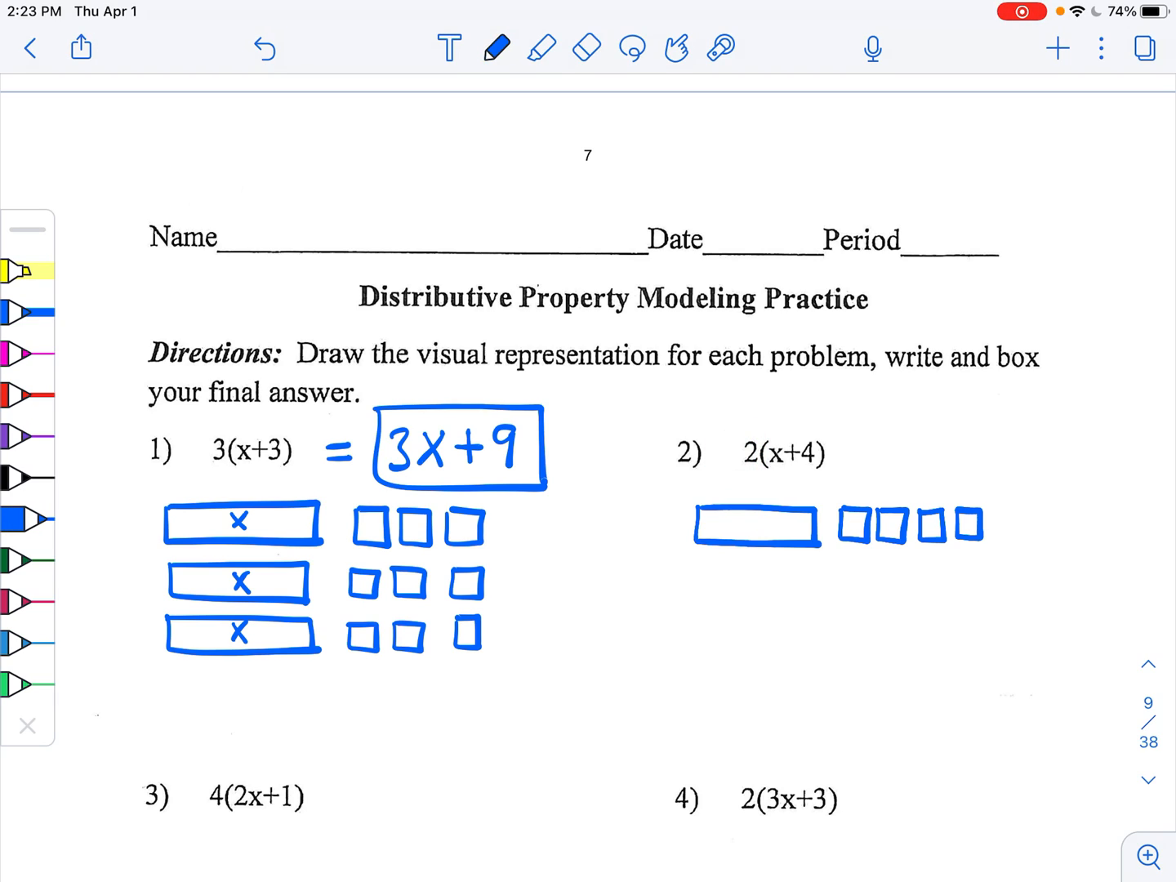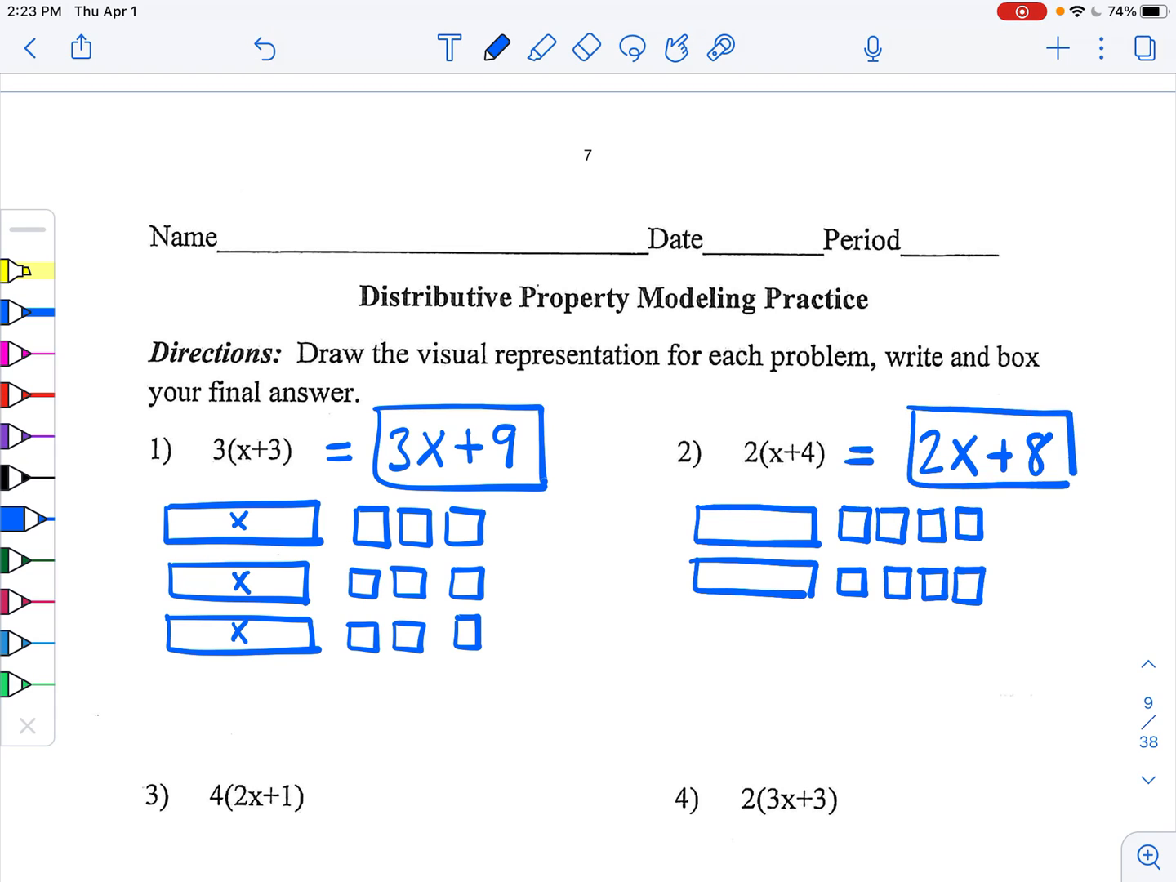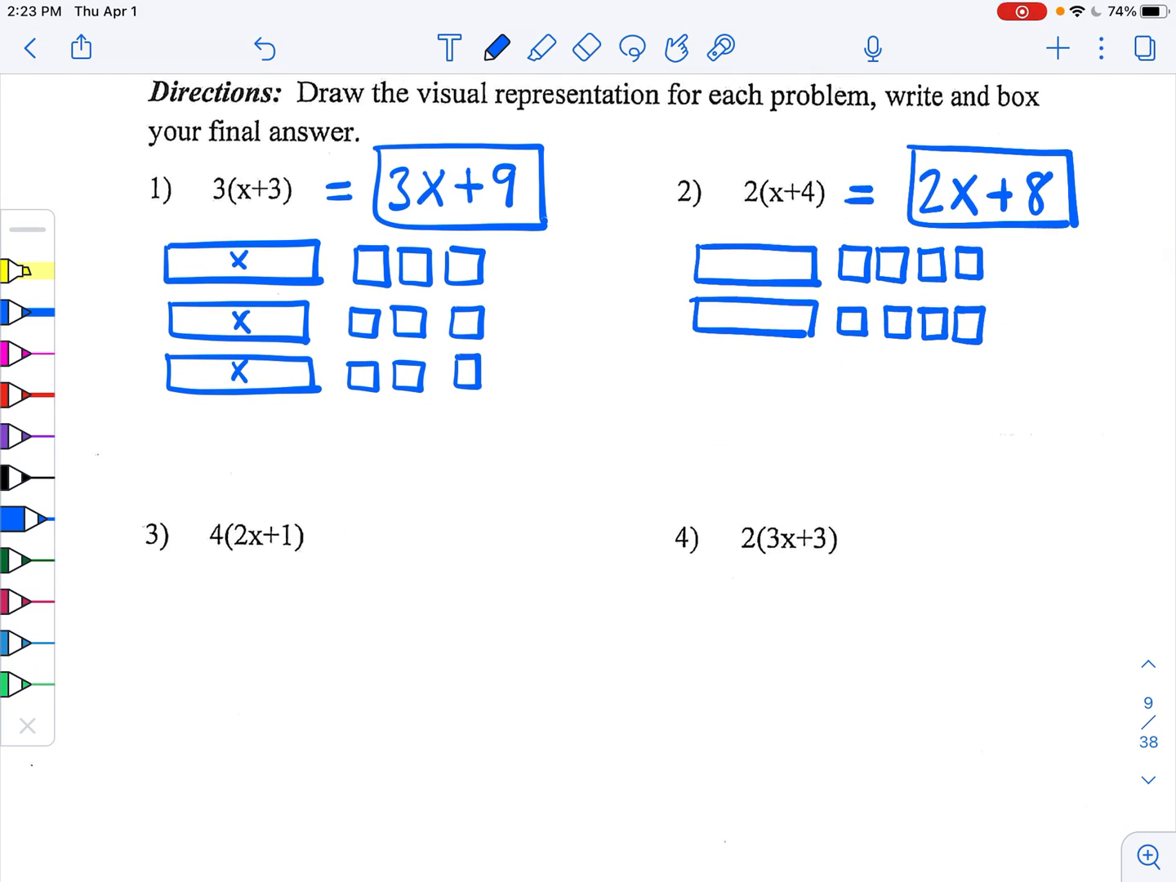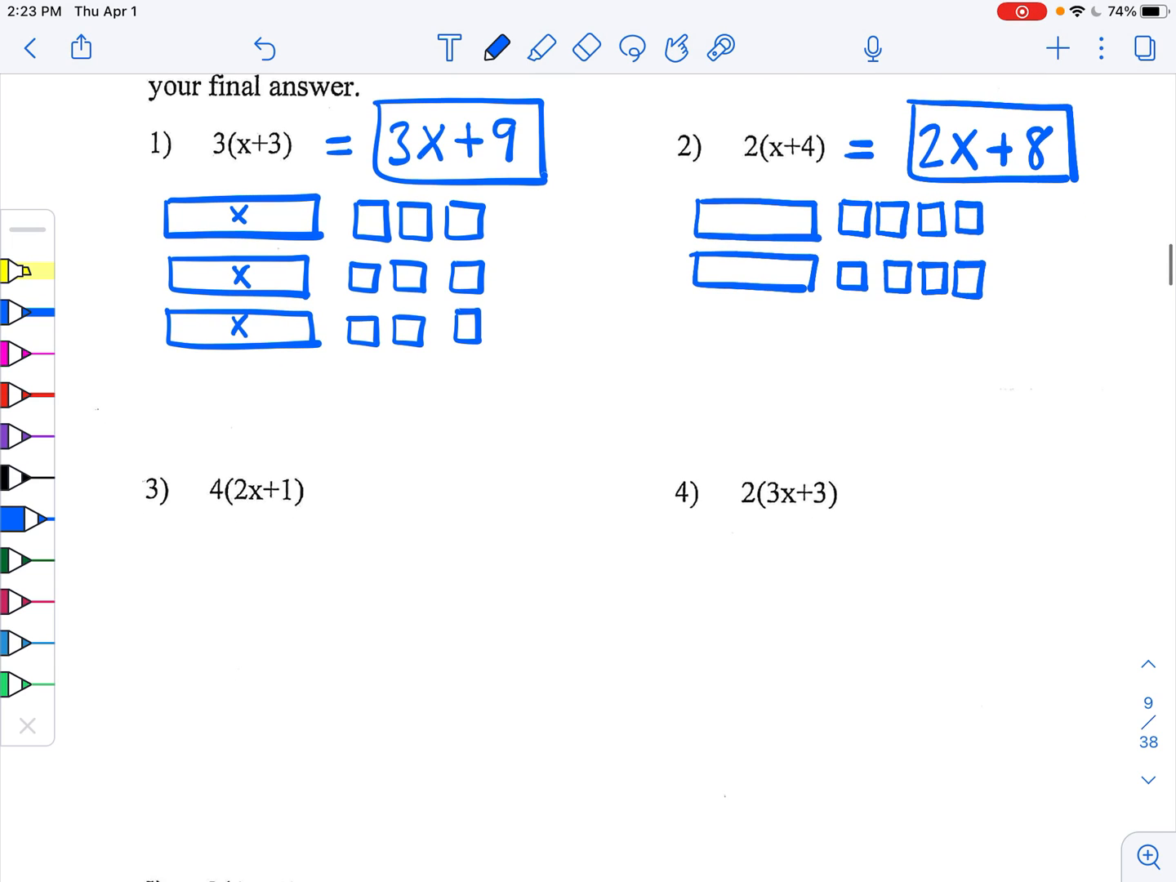And right here, it says I have 2 groups of x plus 4. So since I have 2 groups of x plus 4, this simplifies to 2x plus 8. All right, if you're getting the hang of it, try it yourself. And then you can always pause the video.